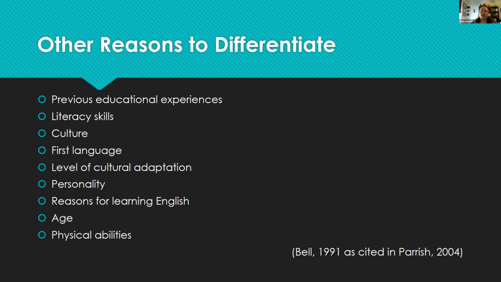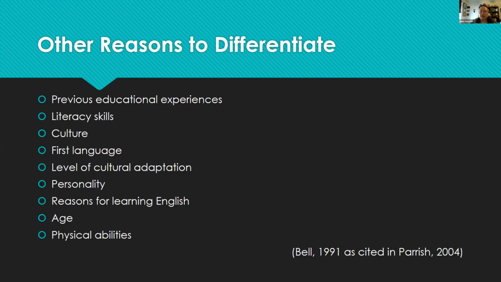We know some people are really concerned about getting a job or getting promoted in their job. Others might be stay-at-home moms, and they want to be able to take their children to the doctors and interact with their children's teachers. So our students have a lot of different reasons for learning English, which can also feed into differentiation. Students are going to be different ages.